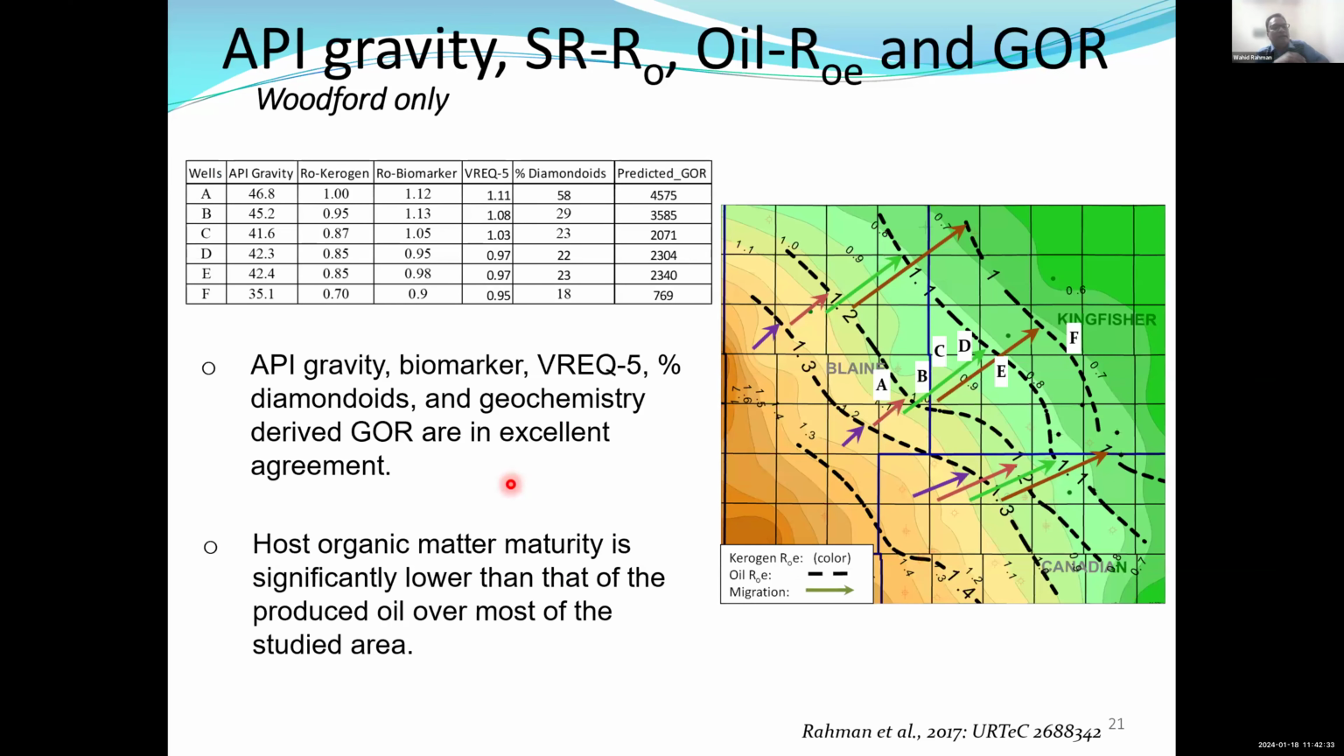So what we took here, I'm putting on this slide API gravity, source rock Ro, meaning the maturities from source rock, and oil Ro equivalent. Oil Ro equivalent is where you have this oil biomarker and convert it to the Ro thermal maturity, and then the GOR. Some of the GOR numbers in my model came straight from the production GOR from the engineers. I'm giving just an example on the map on the right-hand side, you can see A, B, C, D through F. F is basically very low maturity oil, and then A is the very high maturity oil.